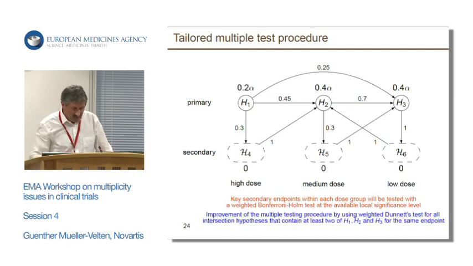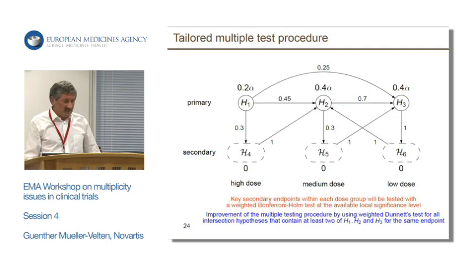And the next point I would like to say, we heard that before, the graphs are based on weighted Bonferroni type tests, and this multiple testing procedure that is represented by this graph can be improved by exploiting the correlations between the 3 primary hypotheses, H1, H2, H3, that share a control group. So there is a correlation that we can use. And the improvement is that we use the weighted Dunnett tests for all intersection hypotheses that contain at least 2 of these 3 primary hypotheses. And this testing procedure can still be represented as a graph, at least the way the alpha is propagated.